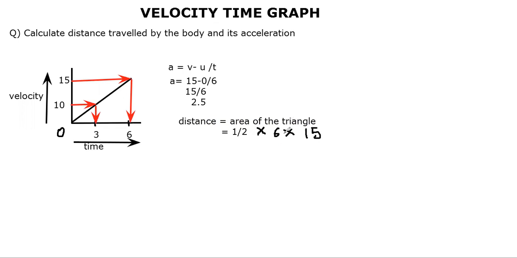2 3s are 6 and 15 3s are 45. So answer to this question would be 45 meter. So you can calculate acceleration by using the formula, or by using the slope formula that we discussed earlier. And to calculate distance, you just have to calculate the area of the figure that would be made by the graph. If it's a triangle, then calculate area of triangle. If it's a straight line, then make it a square.